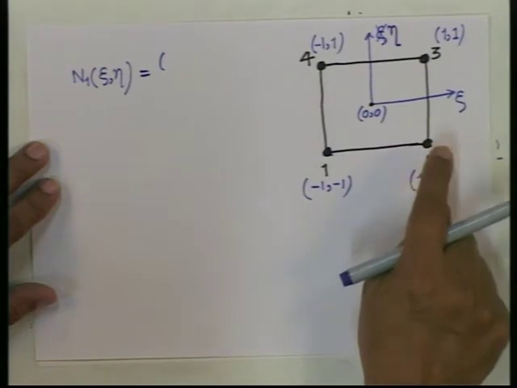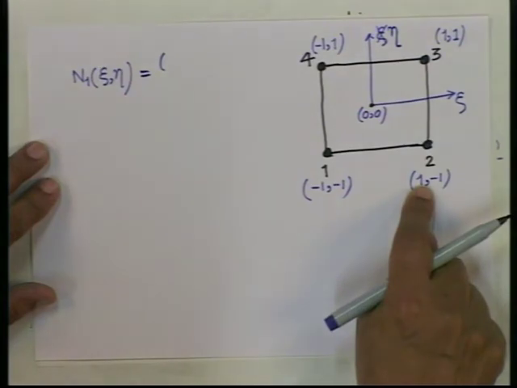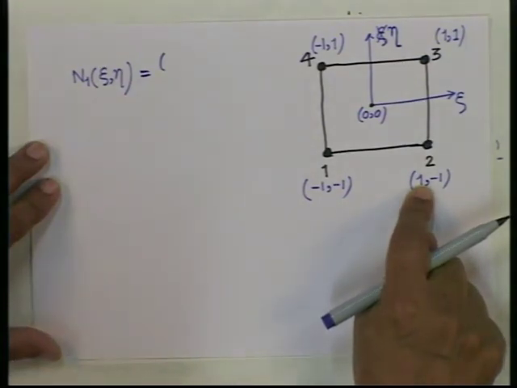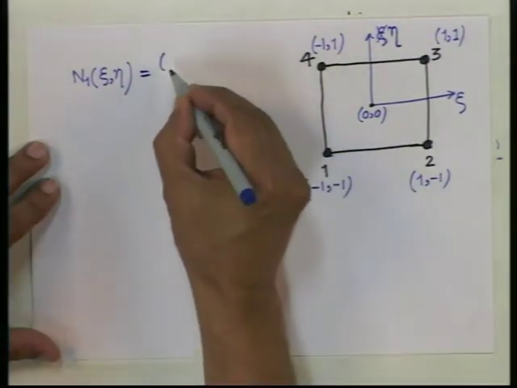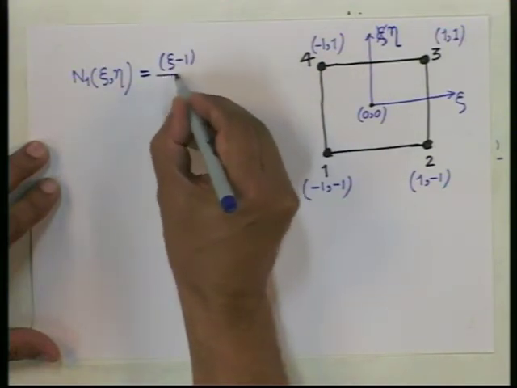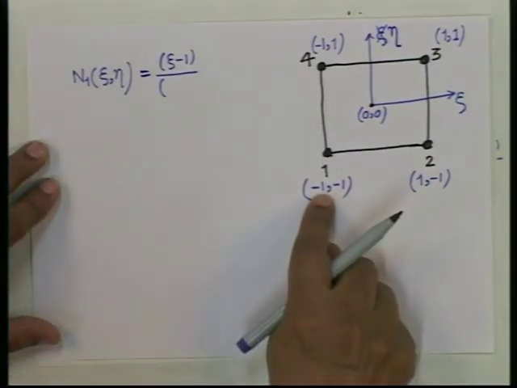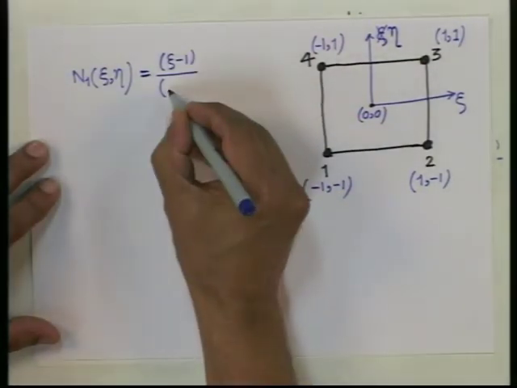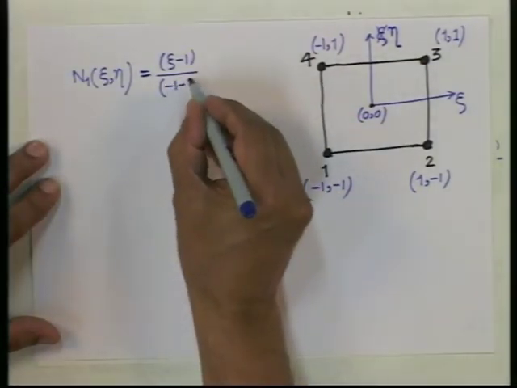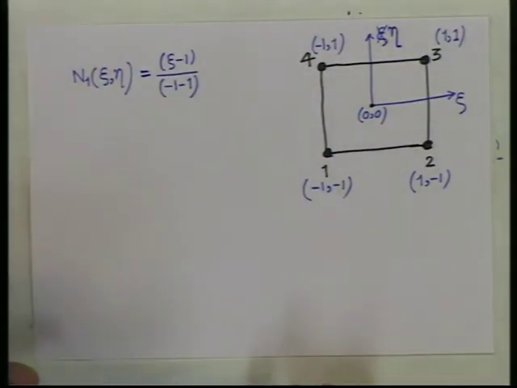What is this coordinate? What is the value of psi here? 1. So, psi minus 1, is it okay? Psi minus 1, and divided by, what is the value of psi here? Minus 1. So, minus 1 and minus 1. This is the simple Lagrangian polynomial in psi.